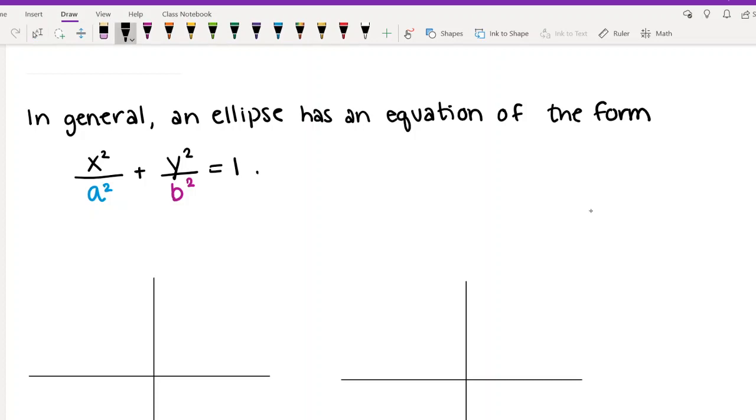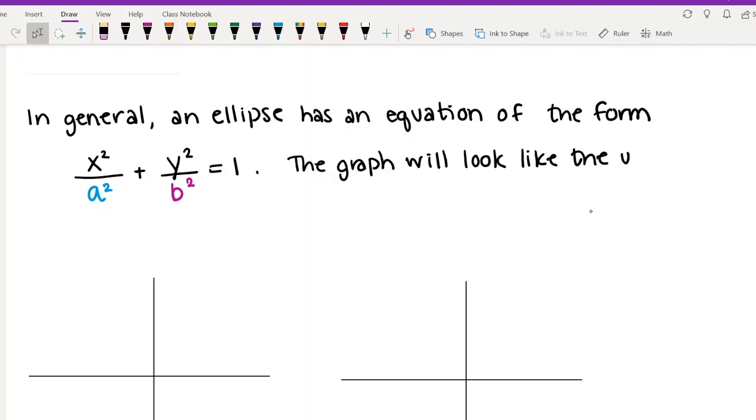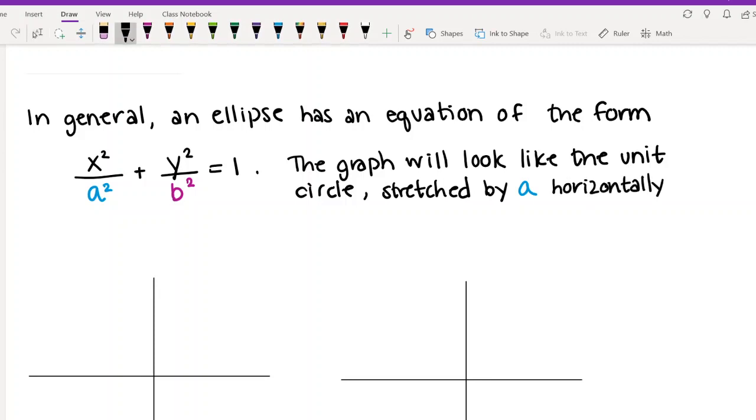So the graph will look like the unit circle. So it will look like a circle with radius 1 centered at 0, 0, but it will be stretched by A horizontally. So you can't take directly the number that's in the denominator, you have to take the square root of it. And we'll do examples like that in a second. And then stretched by B vertically.